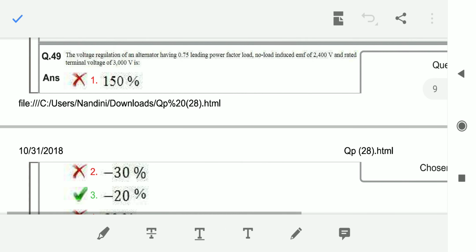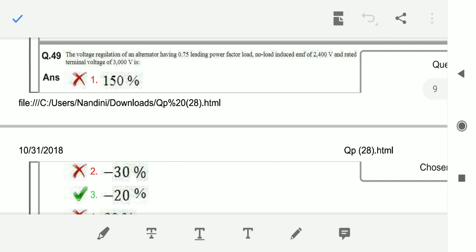Next, coming to question number 49: the voltage regulation of an alternator at 0.75 power factor leading. At no load, the induced EMF is 2400 volts, and the terminal voltage is 3000 volts.